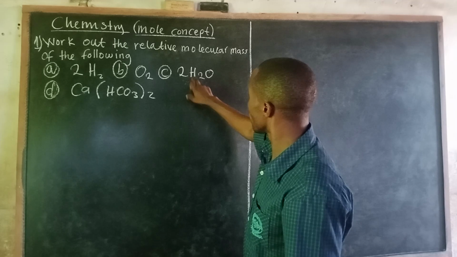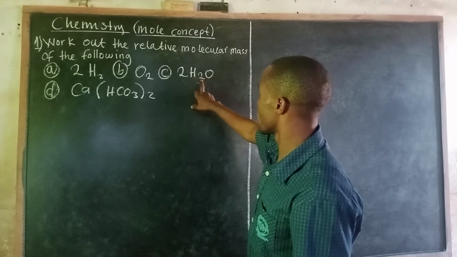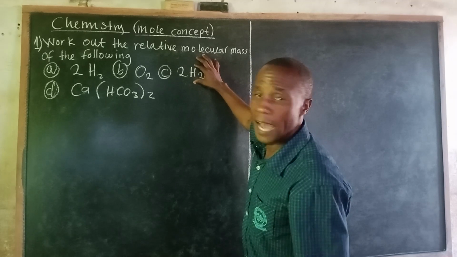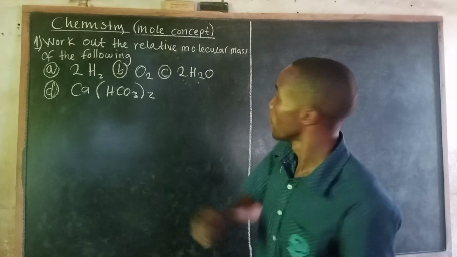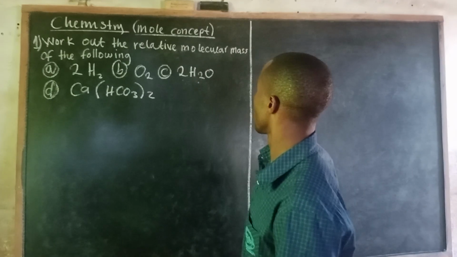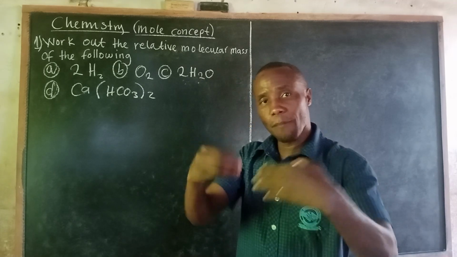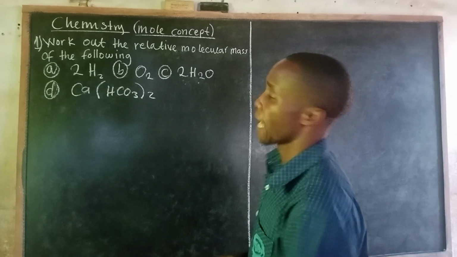So how many atoms of hydrogen do we have here? First of all, you look at this 2, which means we have two atoms of hydrogen. So 2 times 2, we are going to have 4. So hydrogen alone has got 4 atoms. It is that number of atoms which you are going to multiply with the mass number.